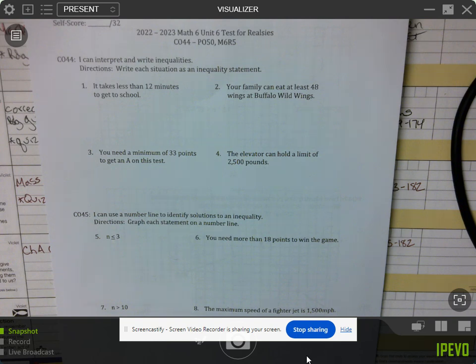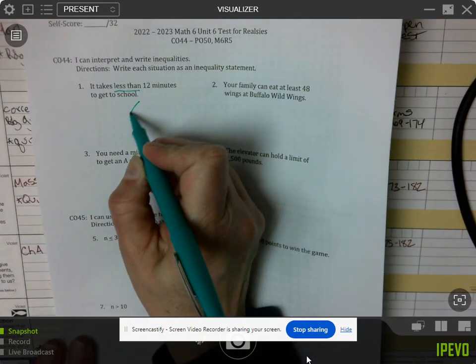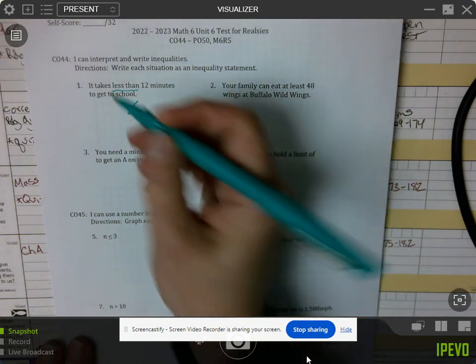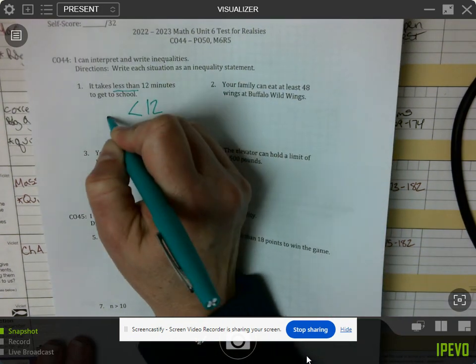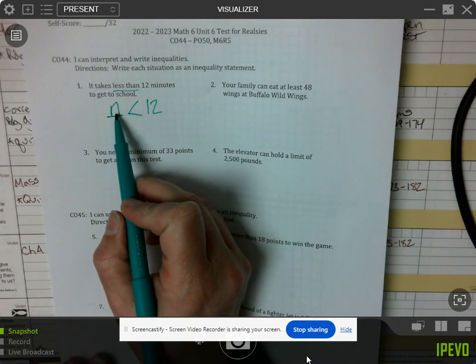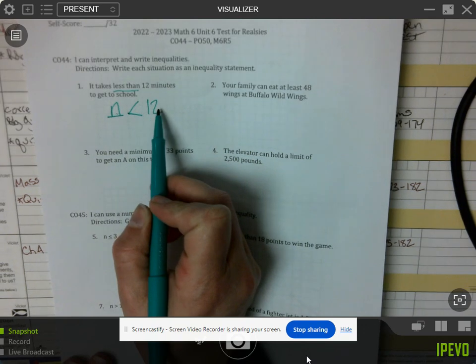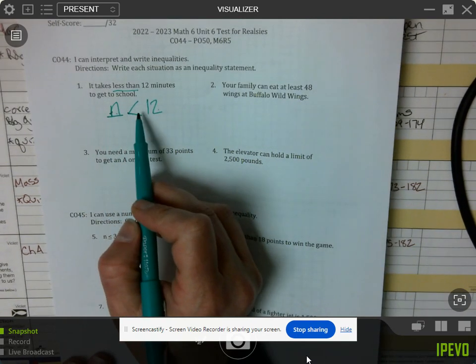Let's look at our test, going over it to learn from our mistakes. Look at CO44. When we see "less than," we know it's the less than symbol. So what is less than 12? We want to make sure we put our variable as smaller than 12. So what is it? It is n less than 12.